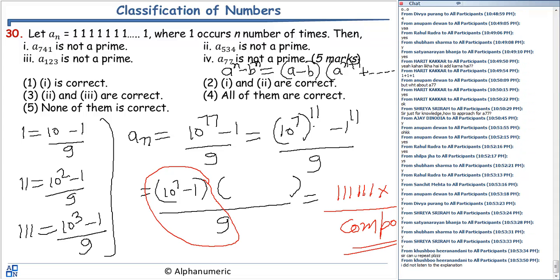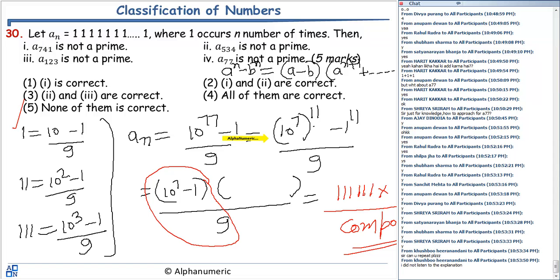1 is (10 minus 1) by 9. 11 is (10 square minus 1) by 9. Triple 1 is (10 cube minus 1) by 9. Similarly, 77 ones is (10 raised to power 77 minus 1) by 9, which is (10 raised to power 7 to the power 11 minus 1 to the power 11) by 9.